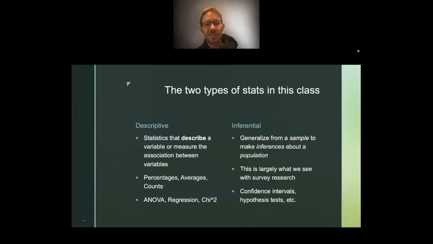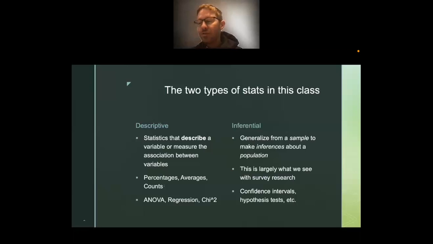Before we get into the types of variables, there are two types of statistics in this class. There's descriptive, which are statistics that are simply describing a variable or measuring the association between them, but you're really talking about exactly the data that you have. So this includes percentages, averages, and counts. And then I have a couple of things that we're going to be learning later on in the course, like ANOVA, chi-squared tests, and regression.